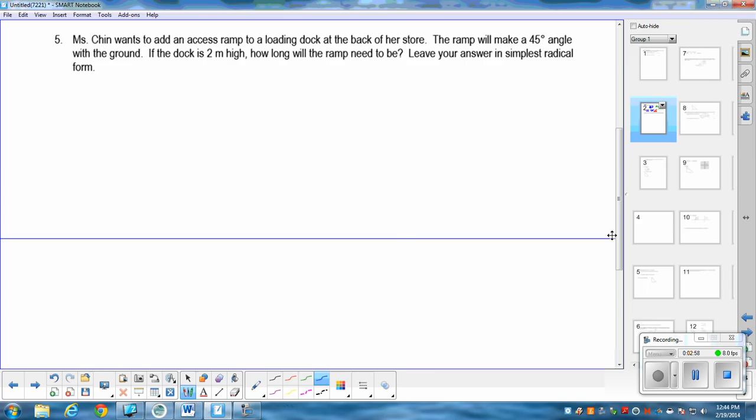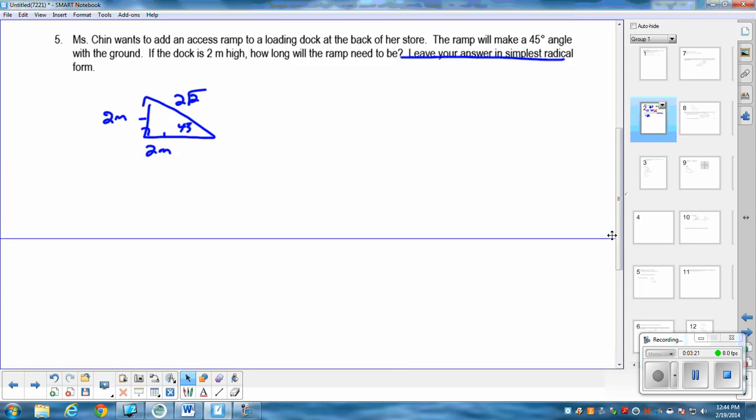Here we have a loading dock. We have the dock, we have the ramp. We know that the dock is 2 meters high, and we know that this is a 45-degree angle, which means this is an isosceles right triangle. So this is 2 meters, and this is going to be 2 times the square root of 2 meters. This is our simplest radical form answer. Make sure that you're paying attention on the test to how we would like the answers written. Most of the test you can round, but some of it you cannot.